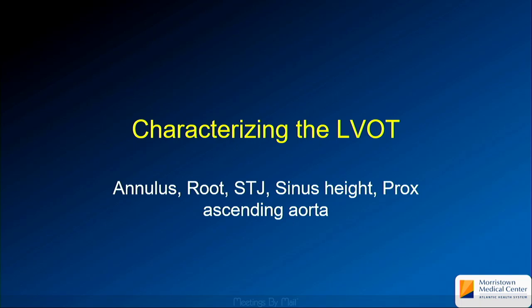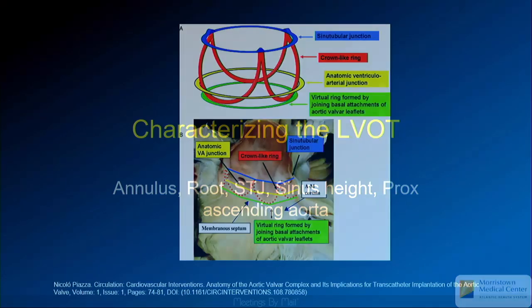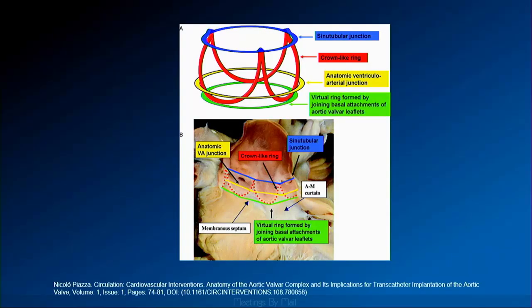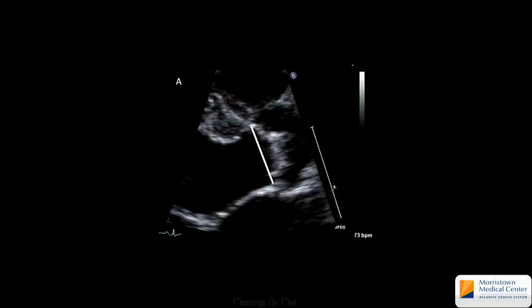So in terms of characterizing the LVOT, we're looking at the annulus, the root, the sinotubular junction, the sinus height, and the proximal ascending aorta, although the latter is less important. So one of the things we learned along the way was that the annulus that we're interested in looking at for patient evaluation is not the anatomic junction between the left ventricle and the aorta. Rather, it's a virtual ring that's formed by joining the basal attachments of the aortic valve leaflets.